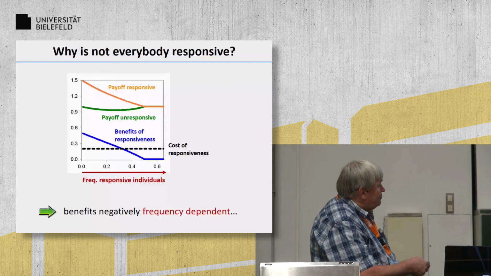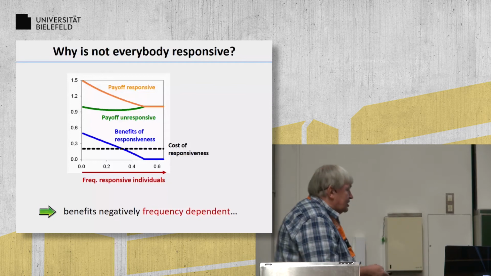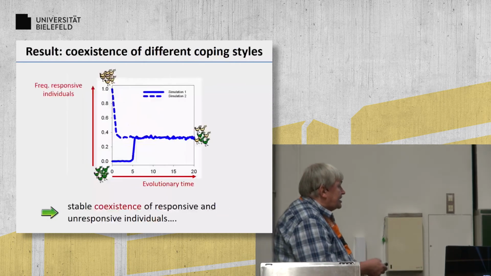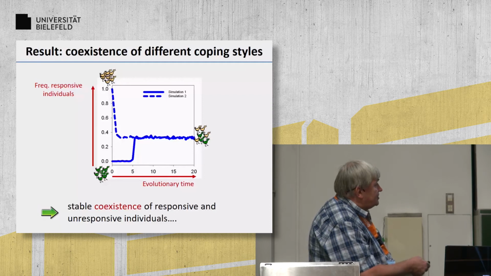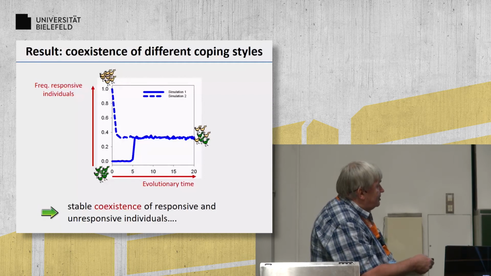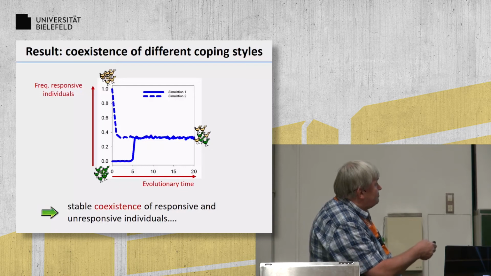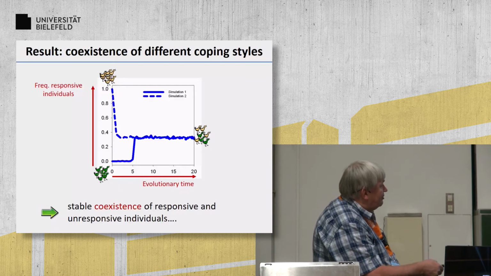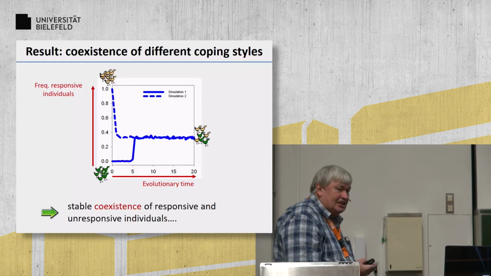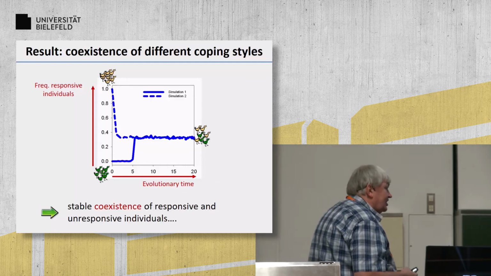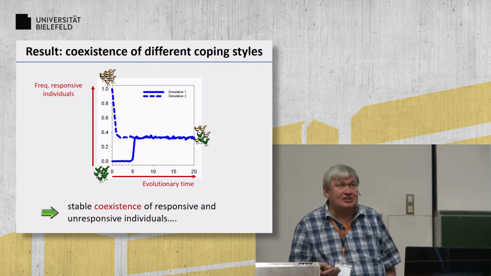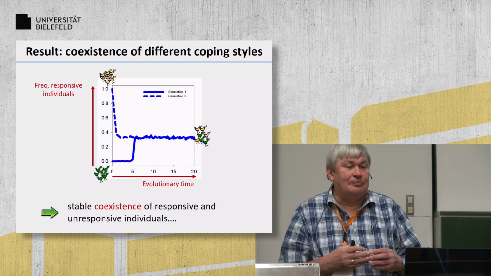In our case, we would expect something like 30% responsive individuals. And that's actually what we find. If we just run some simulations, you see that if we start with a population of unresponsives, then they rapidly evolve to a state where 30% are responsive. And also in the second simulation, if everybody's responsive, then responsiveness drops. And we get now a good interpretation of why not everybody in the population should be responsive: you get some kind of equilibrium.